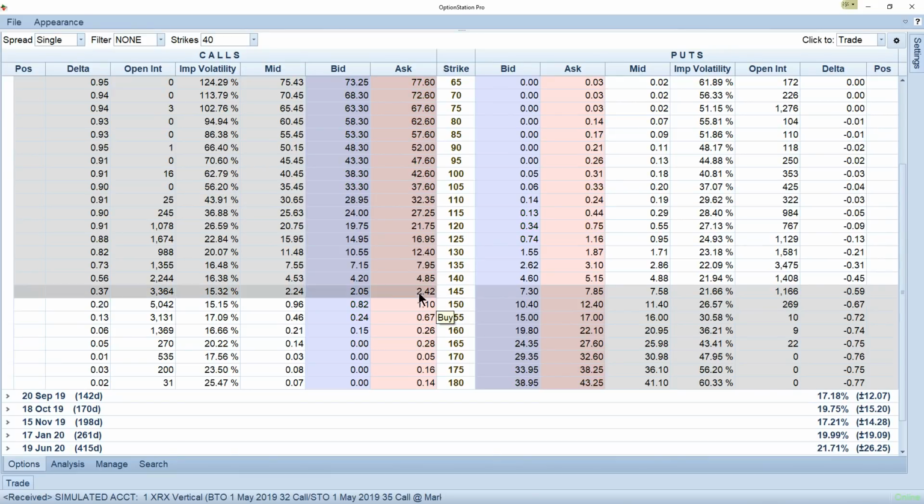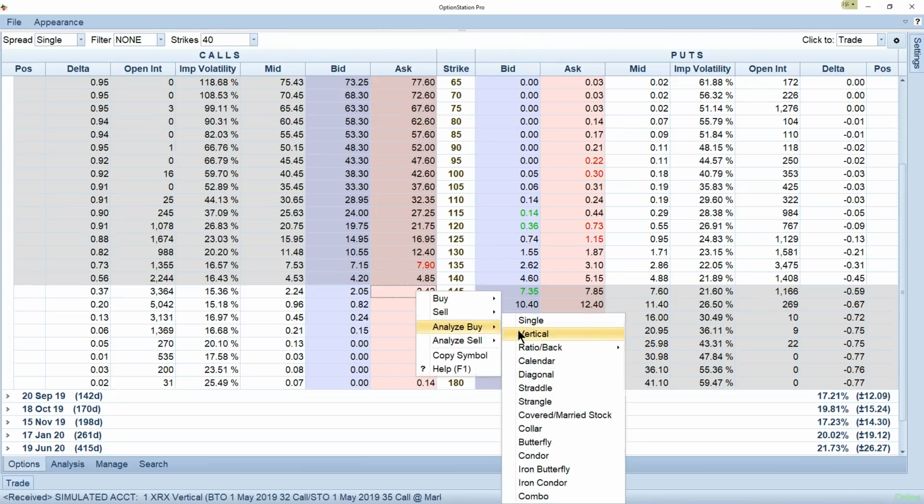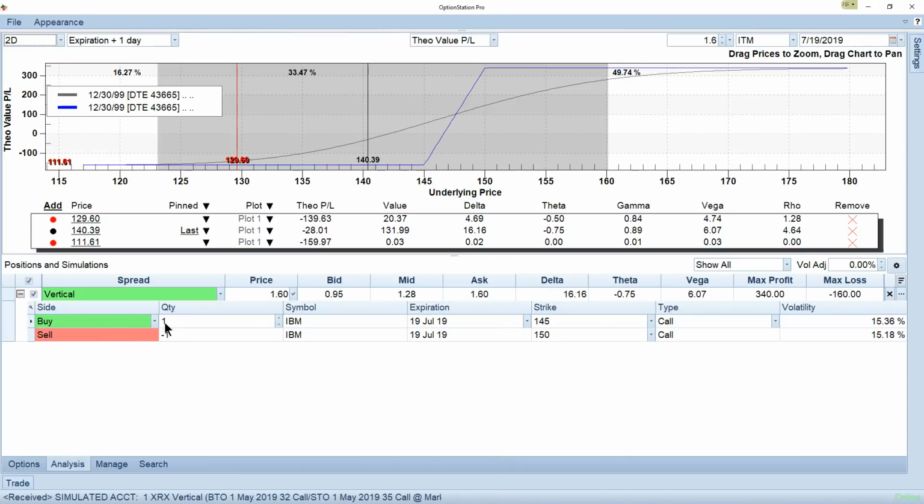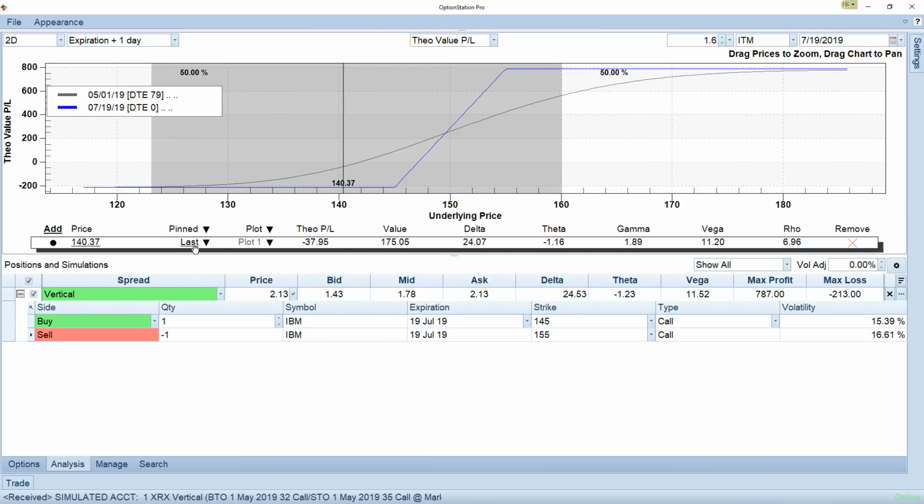So instead of 140, I'll do 145, 155. So if I do 145, 155, let's simulate this trade. Analyze by a vertical spread. So I am buying the 145 and selling the 155 call. And I know I'm moving at a decent pace here because obviously it's a trading day. So take a look at the data that we get here when it comes to last, okay?